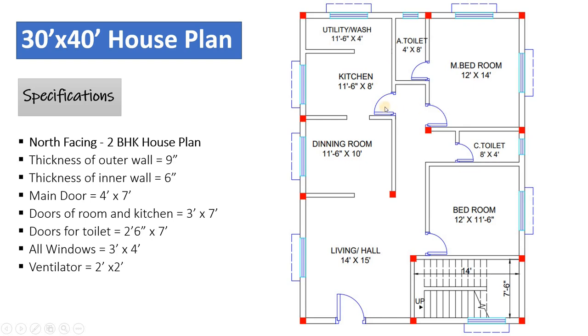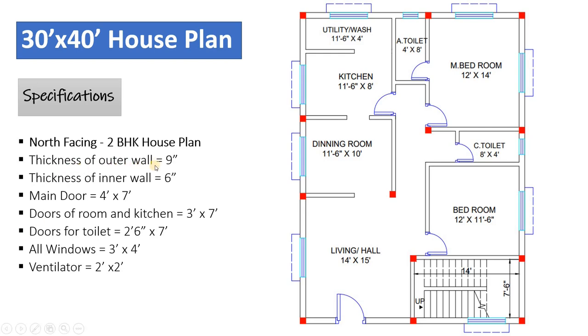Opposite to this master bedroom, we will get a kitchen. Kitchen with a dimension of 11 feet 6 inch horizontal by 8 feet vertical dimension with attached utility or wash area with 11 feet 6 inch horizontal dimension with 4 feet vertical utility area is provided. Next to this kitchen, the dining room is provided. Dining area with 11 feet 6 inch horizontal by 10 feet vertical it is provided. The dining area can be accessed from kitchen and as well as from living area. This is how the room, stairs, hall, dining, kitchen, toilets are positioned in 30 by 40 plot area.